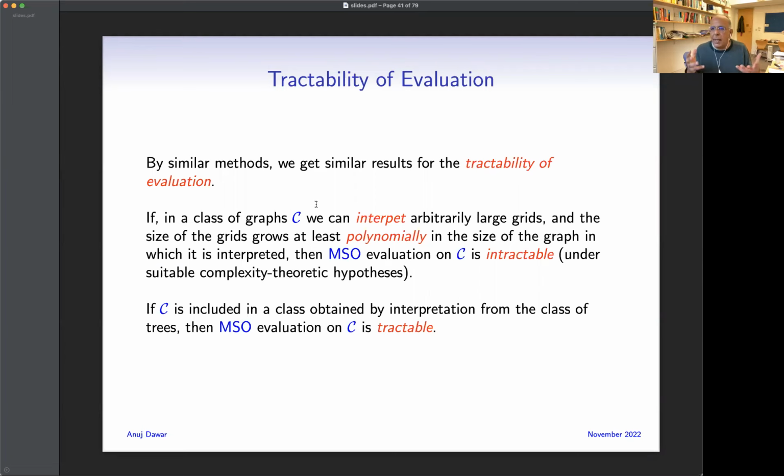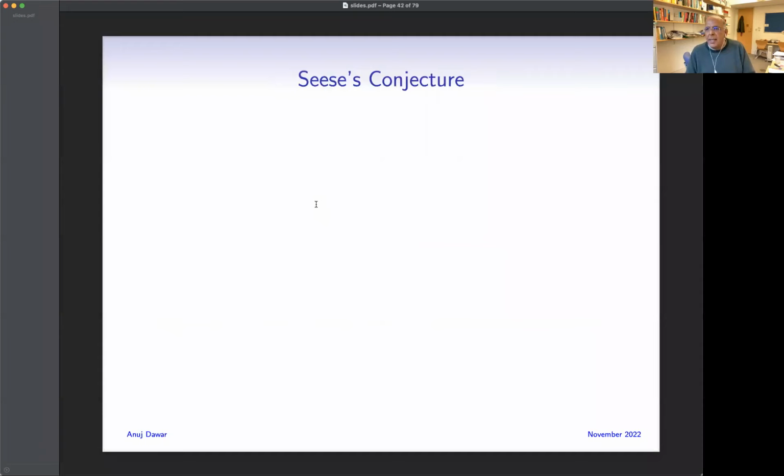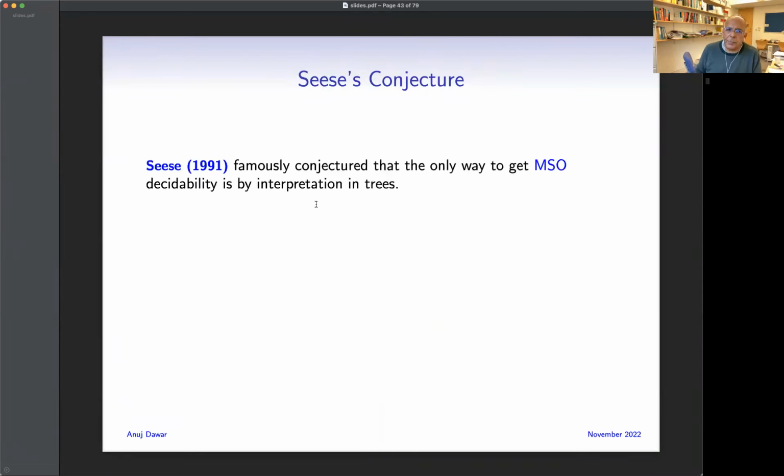And that's why I just use the notion of a class being well-behaved. Well-behaved kind of makes both of these things tractable, decidable, as the case may be. This leads me to the formulation of Seese's conjecture. As I said, this goes back about 30 years, and Seese famously conjectured that essentially the only way to get MSO decidability, so decidability of the satisfiability problem, is if you have an interpretation in trees. So really, trees are the only decidable case, and then by interpretation, you get others.